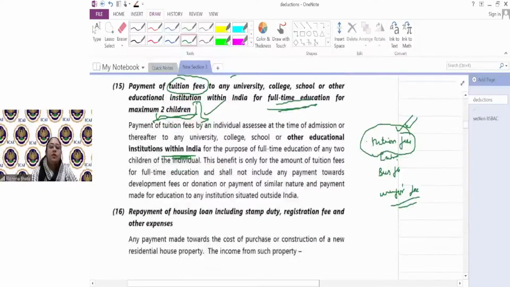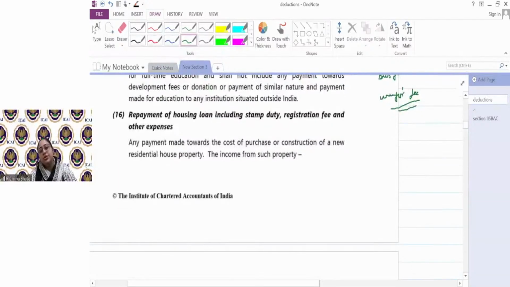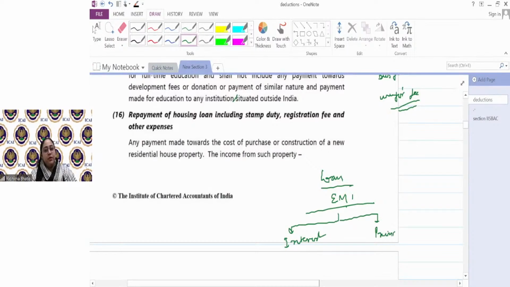Next is repayment of housing loan, including stamp duty, registration fees, and other expenses. Now what is this, ma'am? Guys, whenever you take a loan, there is the EMI, easy monthly installment. Each EMI has two components majorly. One is interest and another is principal, which is the repayment amount of the loan. The interest component is eligible for deductions under section 24(b). That is the pre-construction interest, interest under construction loan, etc.